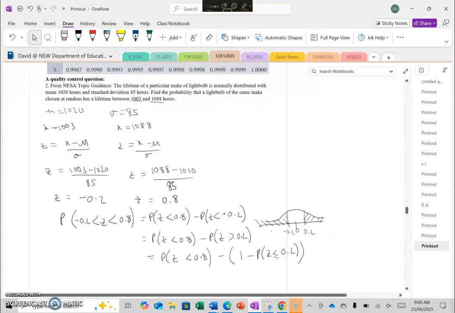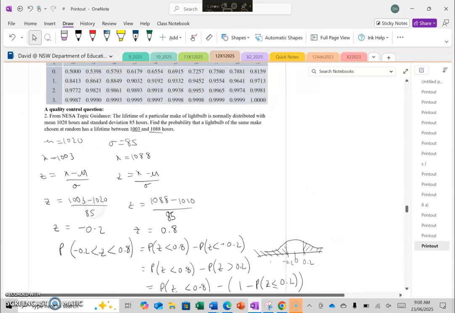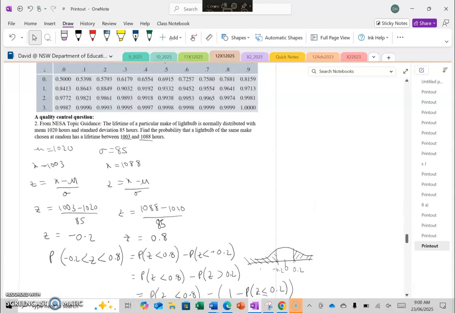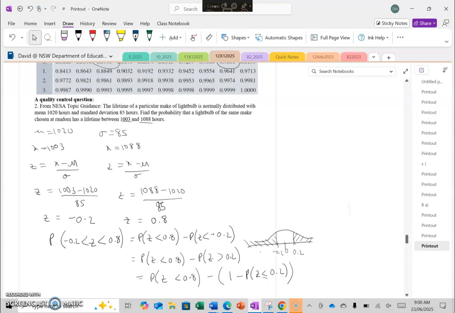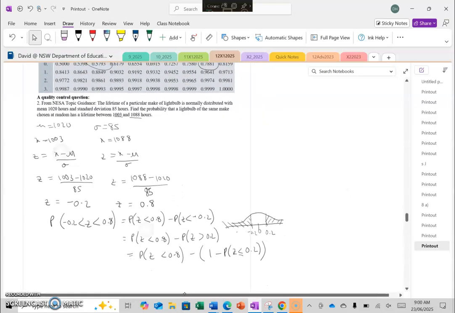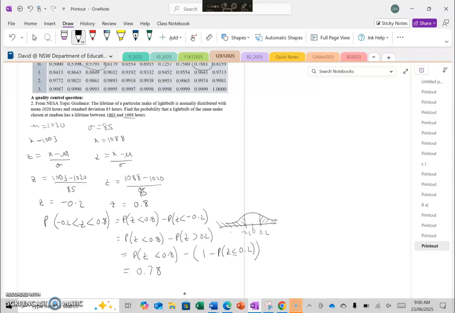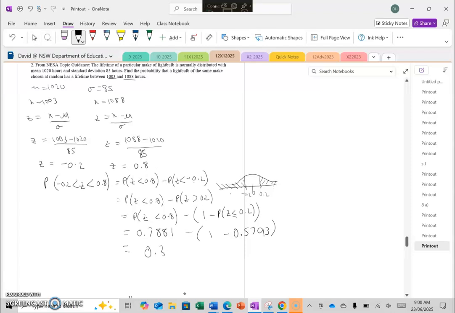Let's find the values for 0.8 and 0.2. 0.8 is here, 0.2 is here. So we just need to sub in those values. That's 0.7881 minus bracket 1 minus 0.5793. When you put that in your calculator, you get 0.3674, which is 37% to the nearest percent. The question didn't tell me to round, but I'm going to round it to the nearest percent.